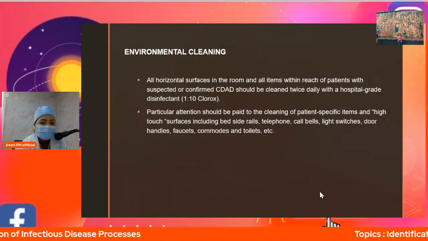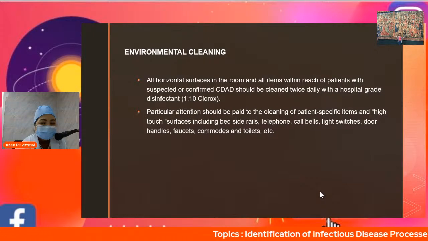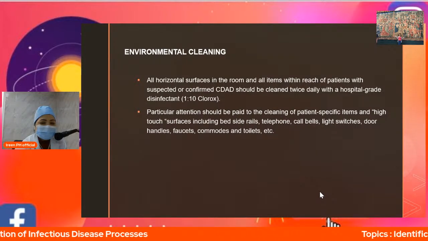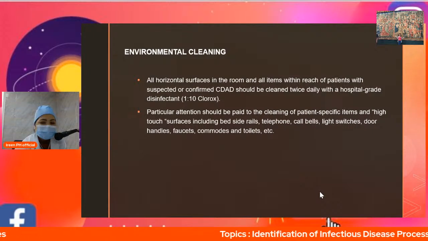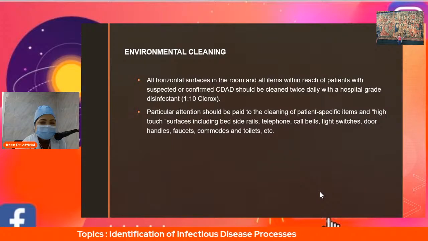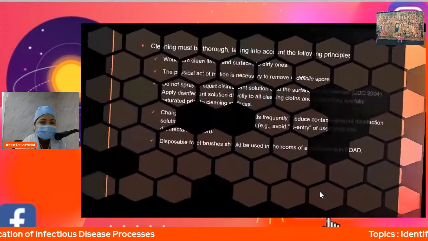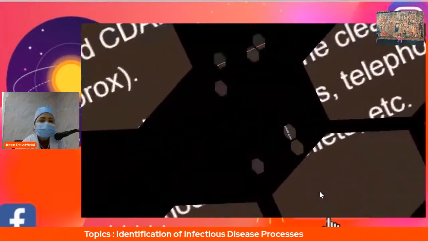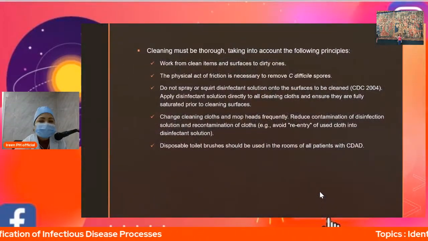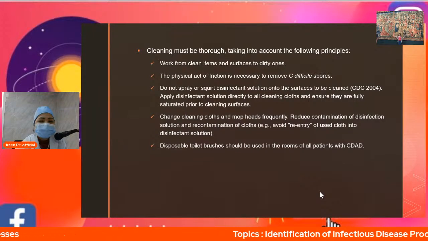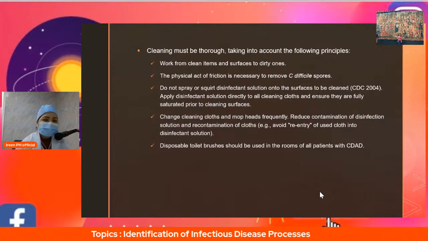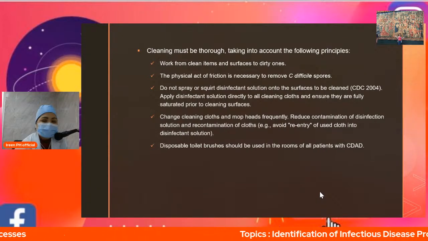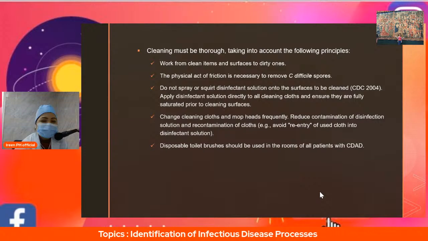Environmental cleaning: all horizontal surfaces in the room and all items reached by patients with suspected or confirmed disease should be cleaned twice daily with 1 to 10 Clorox. Particular attention should be paid to the cleaning of patient-specific items and highly touched surfaces. Cleaning must be thorough, taking into account the following principles. Work from clean items and surfaces to dirty ones. Physical application is necessary to remove C. difficile spores.